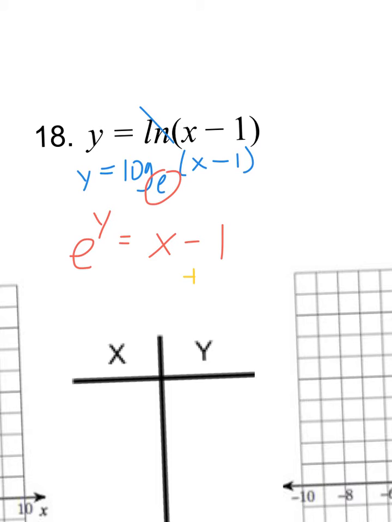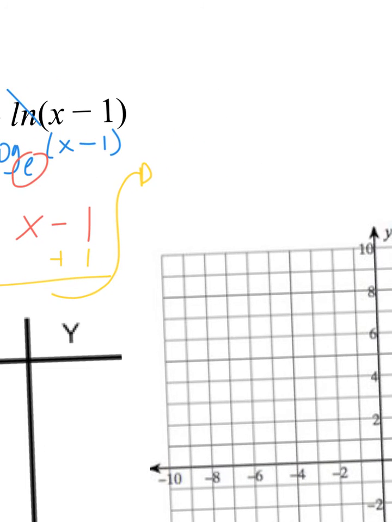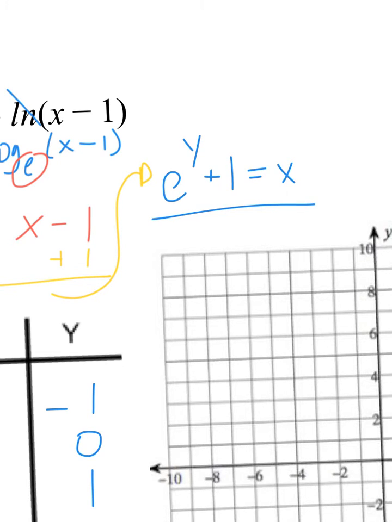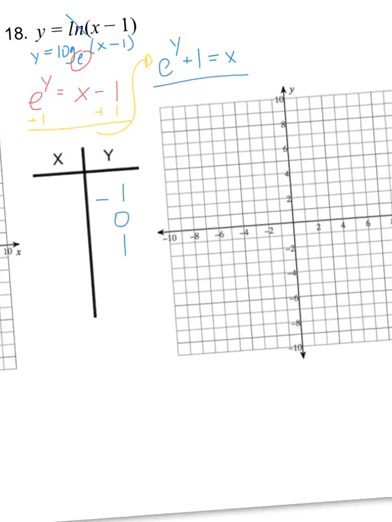So I'm going to add 1 to both sides. And now my final equation that I'll use is going to be e to the y plus 1 equals x. So final equation, e to the y plus 1 equals x. And that's what I'm going to use to plug in the same values, -1, 0, and 1. So just real quick, I can show you what that would be. Let me zoom out so we can see everything.